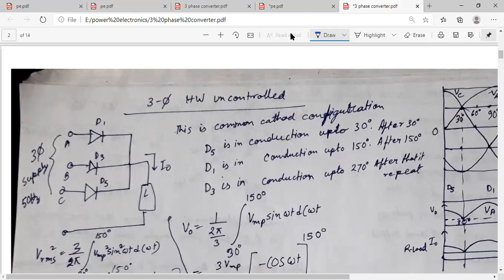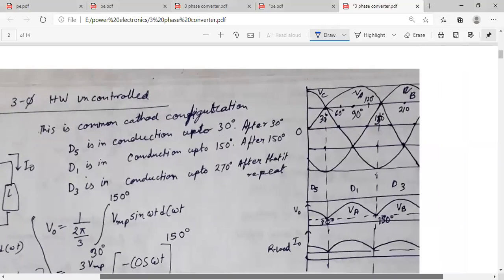What happened? Okay, so D5 is in conduction up to 30 degree. After 30 degree, D1 is in conduction. After that it will be up to 150 degree, because 30 plus 120 will be 150. After 150, D3 is in conduction up to 270 degree, and after that it will repeat. So the graph will be like that.